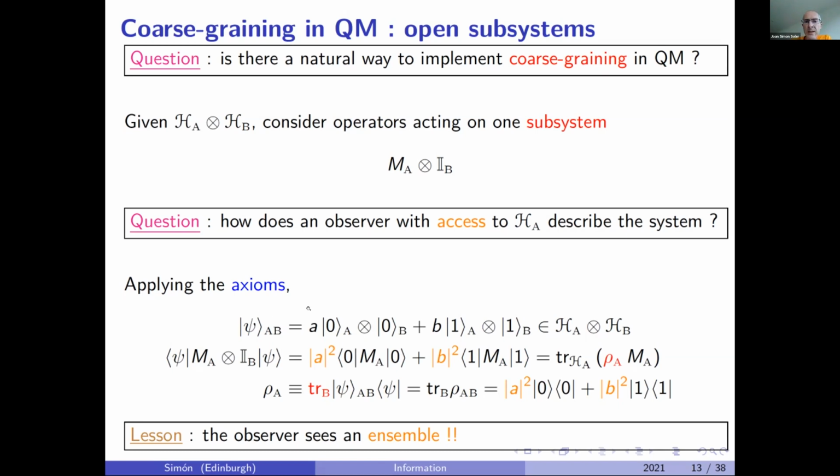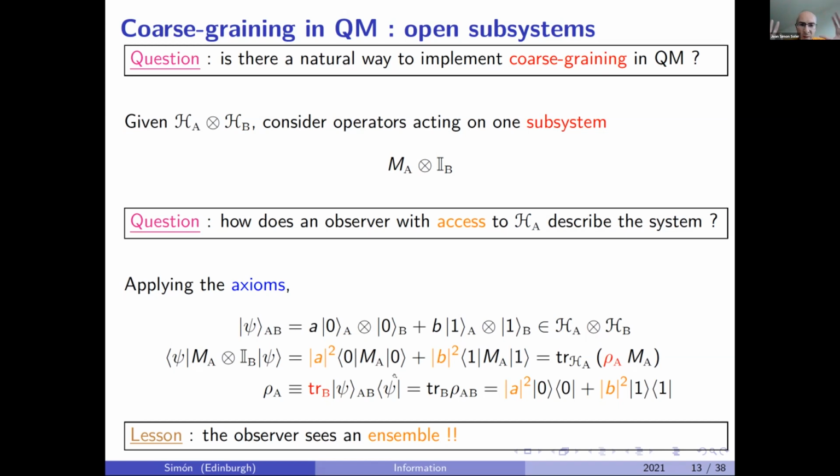According to our axioms, I can start with any state. So let's consider this state. This is a linear combination of my favorite configuration basis of zeros and ones, and A and B are complex numbers which are normalized. Our axiom 3 uses the inner product in the composite Hilbert space to compute the expectation value of this operator. So I'm using the axioms. There is nothing new yet in this story. And when I use the axioms, I get this answer.